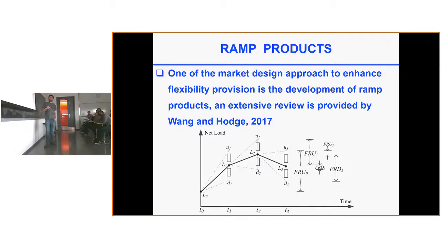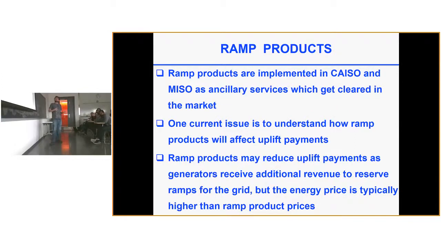But the flexible ramp products, or just ramp products, are already implemented. So a generator doesn't simply offer their energy, but they offer their capacity and their ramping capability. If the ISO has a requirement for ramping, they might pay the generator just to keep it ready for them. And so this impacts the cost of production, right? And also impacts the uplift payments.